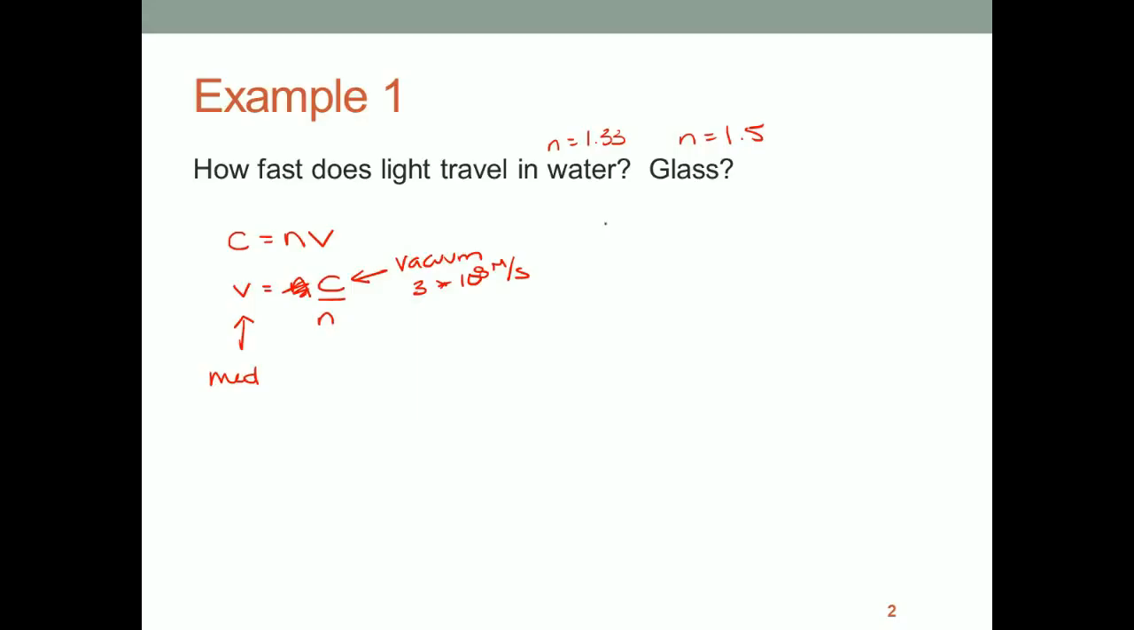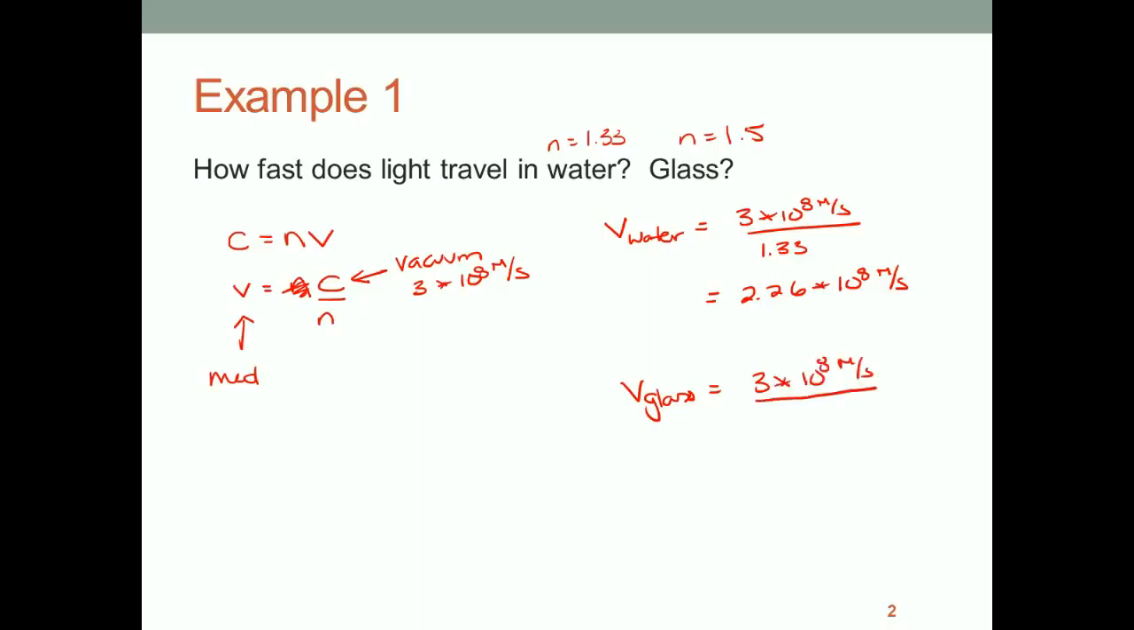For water then, I'm going to take 3 times 10 to the 8th meters per second and divide by 1.33. And that gives me an answer of 2.26 times 10 to the 8th meters per second. For glass, I take 3 times 10 to the 8th meters per second and I divide by 1.5, which results in 2 times 10 to the 8th meters per second for the speed in glass.